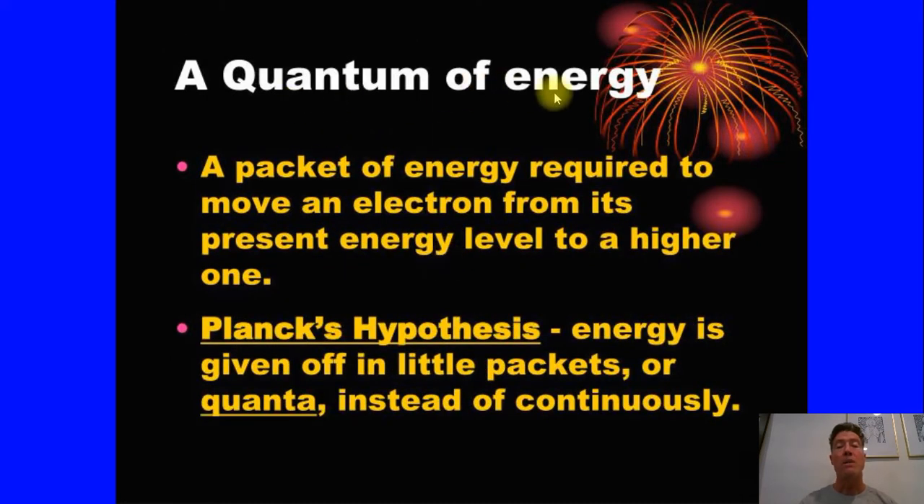We talk about a quantum of energy, and that, as we said before, is a packet of energy, a specific amount of energy required to move an electron from its present energy level to a higher one. It's also the amount of energy that the electron will give off when it descends back from a higher energy level to a lower one.